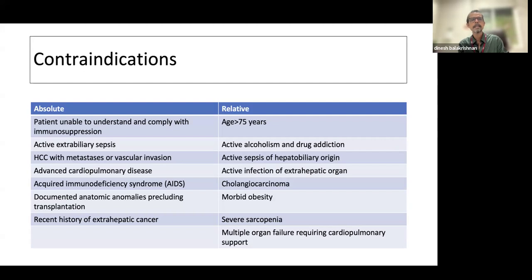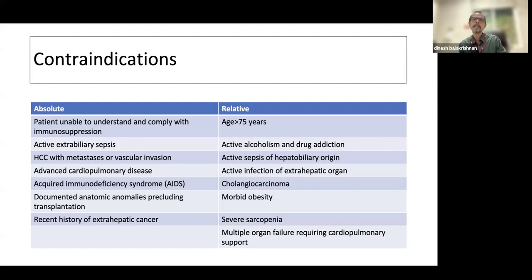A primary liver cancer which is advanced with vascular invasion, or a metastatic disease, is an absolute contraindication. Advanced cardiopulmonary disease, HIV where treatment has failed and the patient has various opportunistic infections, and documented anatomic anomalies precluding transplant, like the portal vein and the superior mesenteric vein being completely thrombosed, mean you can't do an isolated liver transplant. And any extrahepatic cancer, especially a recent history of extrahepatic cancer, is a contraindication.